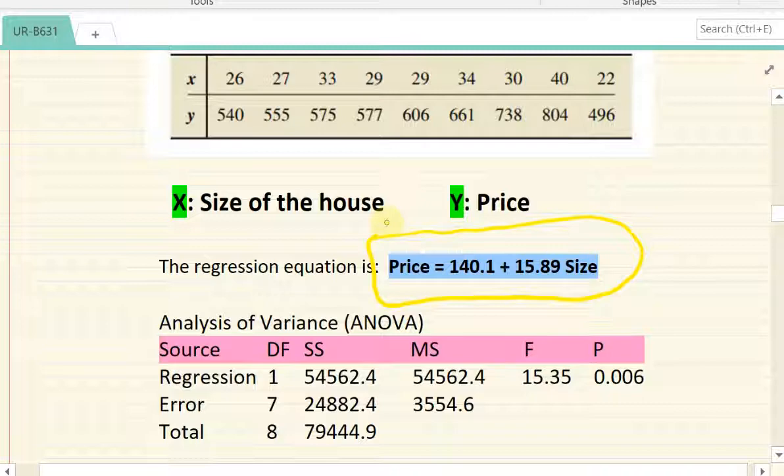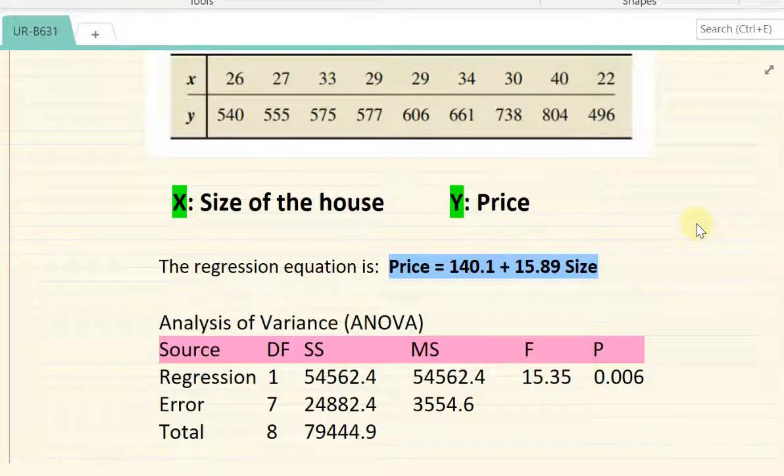That's our regression equation. Notice how descriptive it is in Minitab, which is pretty good, rather than using x1, x2, x3, y, and so on. So the price is 140 plus 15.89 times size. Remember, size is x. That's the regression equation, our prediction equation. Pretty simple, huh? We can put in any number for size and get the corresponding price.